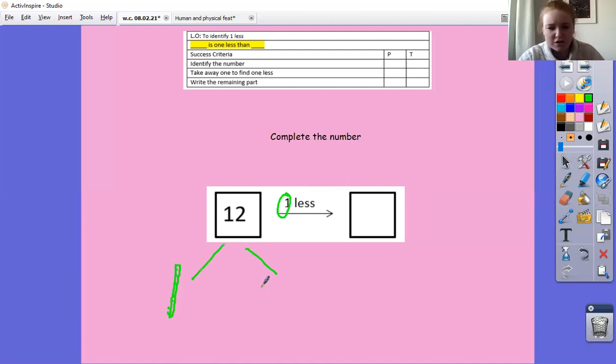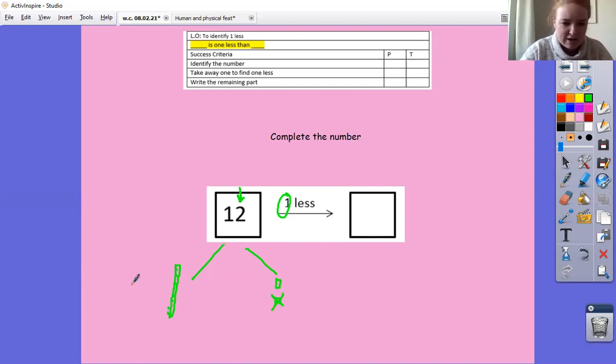And how many ones does 12 have? It has 2 ones. So I'm going to draw my 2 ones here. 2 ones. Fantastic. 1 ten and 2 ones. And I want to find out what 1 less is. So I can cross out one of my ones and count again.